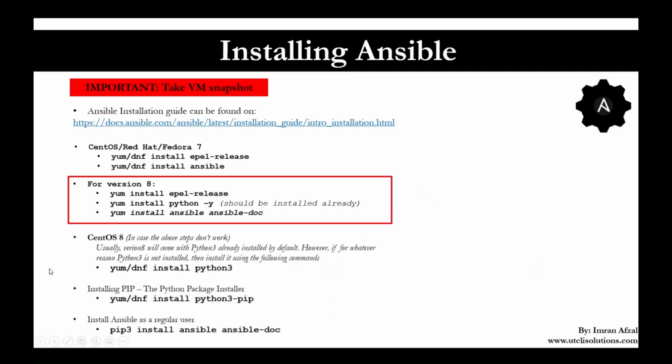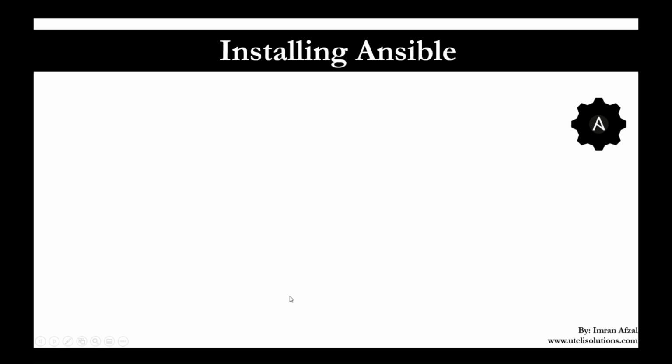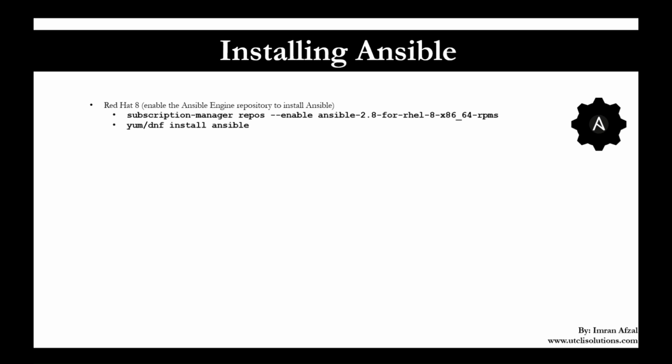The next thing is, if you are using CentOS 8 and the above steps don't work, then follow these steps. Usually version 8 will come with Python 3. If it's not, then you follow these steps: yum install python3 and then use the Python package installer to install Ansible, which is pip3 install ansible-doc. All right, moving on. If you're using Red Hat 8 and the above steps that we followed did not work, then you have to enable the Ansible engine repository to install Ansible. For that, you will run the command subscription-manager repos --enable with the Ansible repository, and then install Ansible.